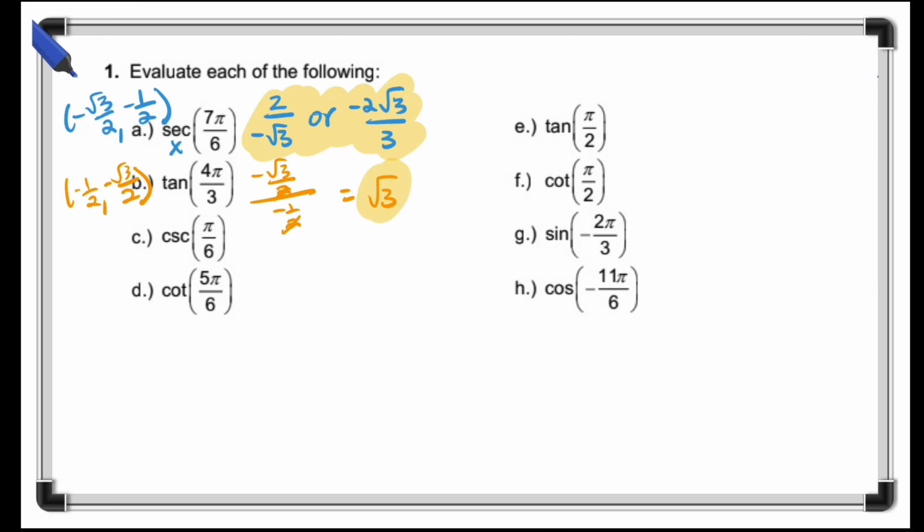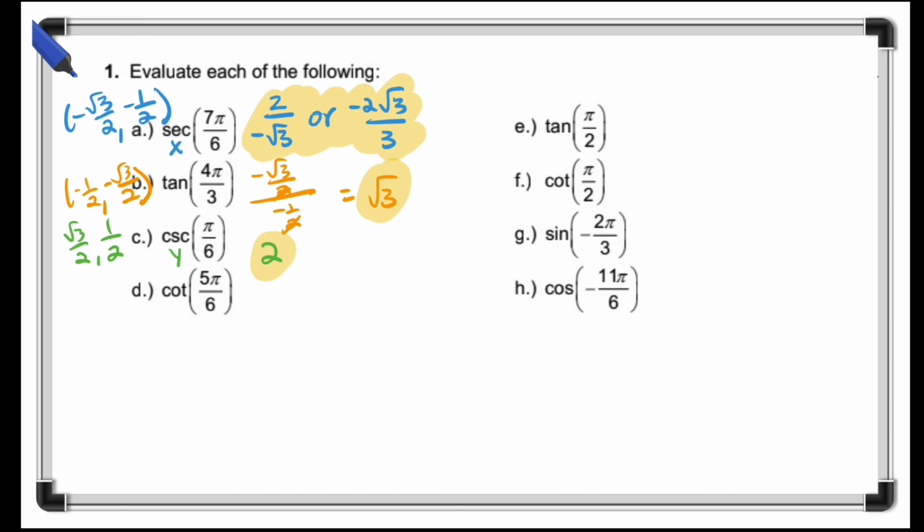In pi over 6, that is root 3 over 2 and 1/2. Cosecant is the reciprocal of sine, which is our y value. So I'm going to take 1 over 2 and take the reciprocal of that, which is 2 over 1, which is the same thing as 2.